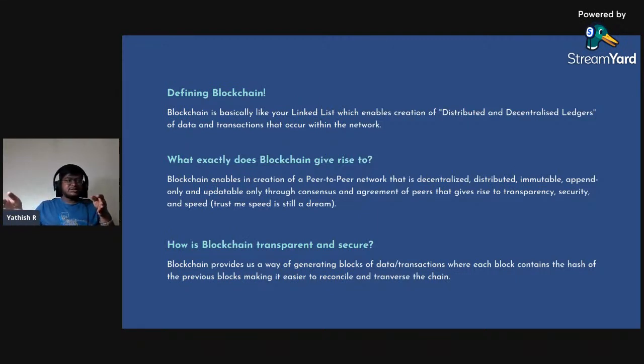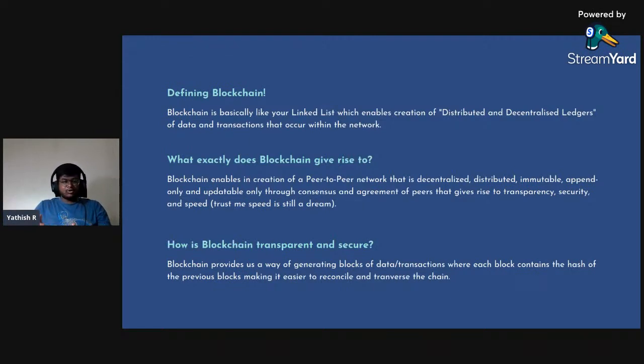Decentralized and distributed means there are hundreds or lakhs and thousands of systems sitting together and making sure that the data is available to everybody. Immutable is that once the data goes into blockchain, nobody can change it. No one will be able to change that particular data. It's embedded forever. This is what is called immutable.